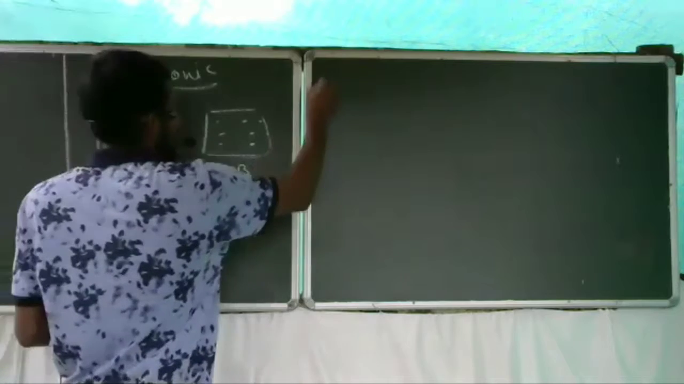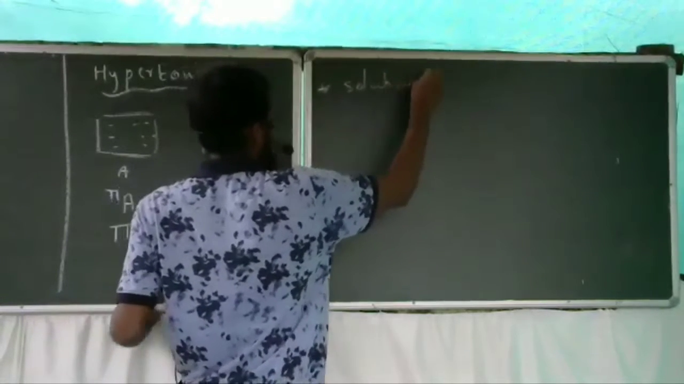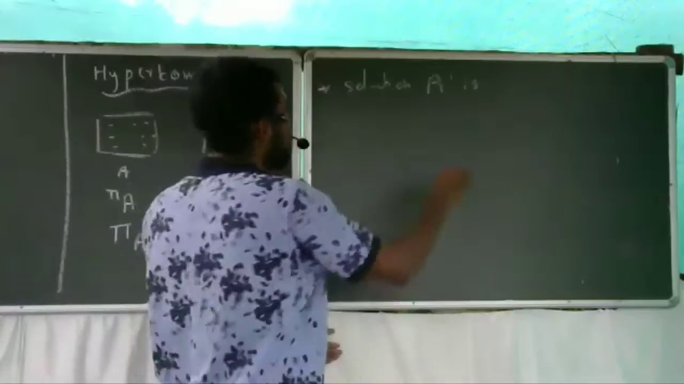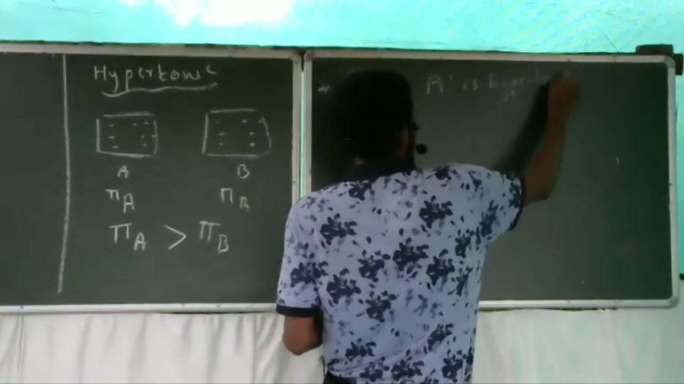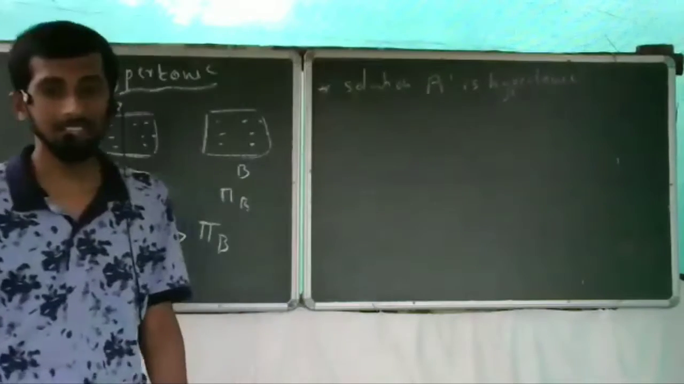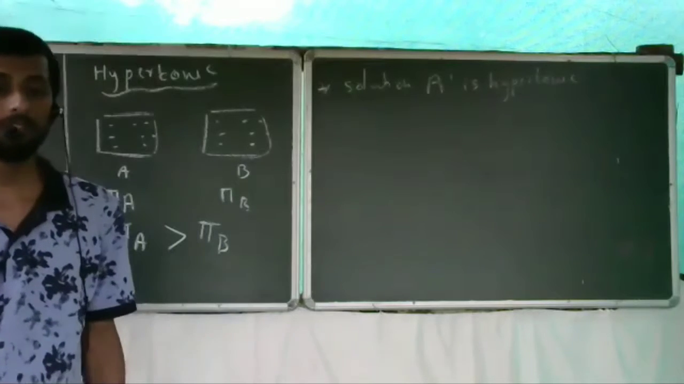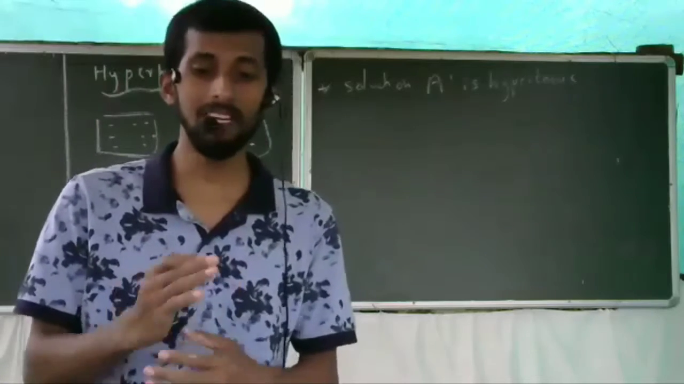So in that case we can say solution A is hypertonic. Solution A is hypertonic. You are taking two solutions; out of two solutions, one has more osmotic pressure than the other.